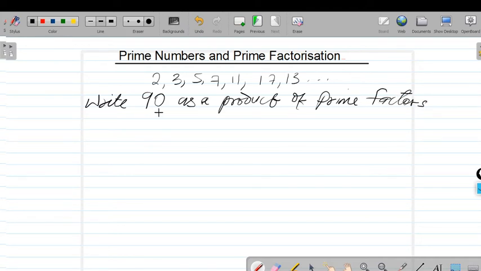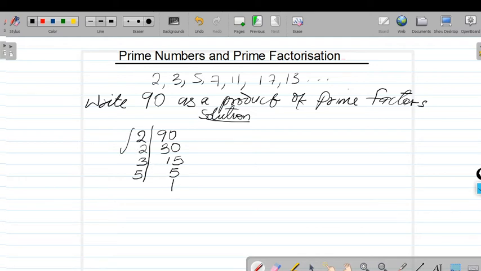Now, for us to write 90 as a product of prime factors, first of all I have to find the factors of 90. What can divide 90? We start from 2. Can 2 divide 90? Yes, 2 divides 90 to give 30. 2 can still divide 30 to give 15. Can 2 divide 15? No. 3 divides 15 to give 5. Can 3 again? No. 5 divides 5 to give 1. So this number gives us 2 times 2 times 3 times 5.